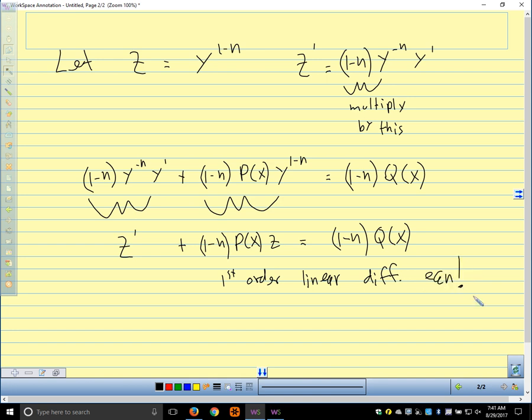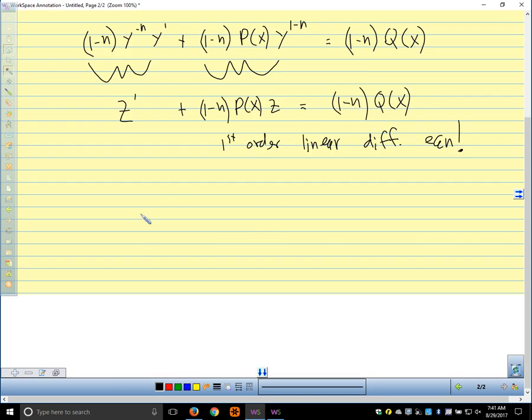So we make this substitution. z is y to the 1 minus n. This is z prime. Multiply by this quantity, and we transform that into a first order linear differential equation. And now we can come up with an integrating factor for this equation and solve for z. And then when we're done, we back substitute from our original change of variables to get y.